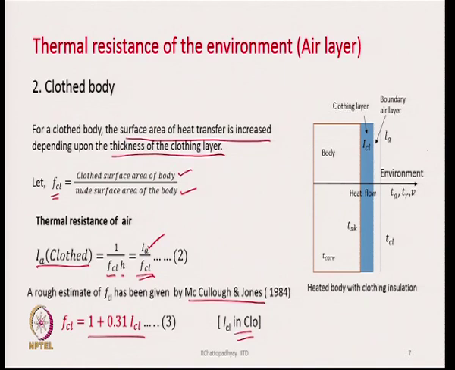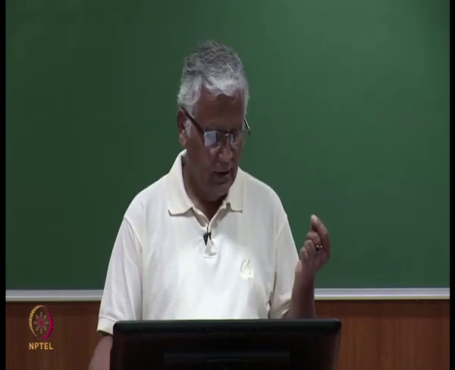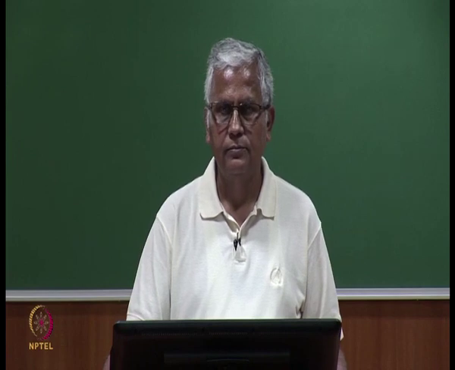So, what is happening if we look at this? FCL is basically always more than 1, because FCL is 1 plus something. So, FCL is always greater than 1, and therefore, I A in the clothing state, the insulation value of the boundary layer of air, is going to be less. FCL is more than 1, so I A by FCL is going to be less than I A. So, by putting a layer of clothing around the body, the boundary air layer resistance is going to decrease, because surface area has increased.